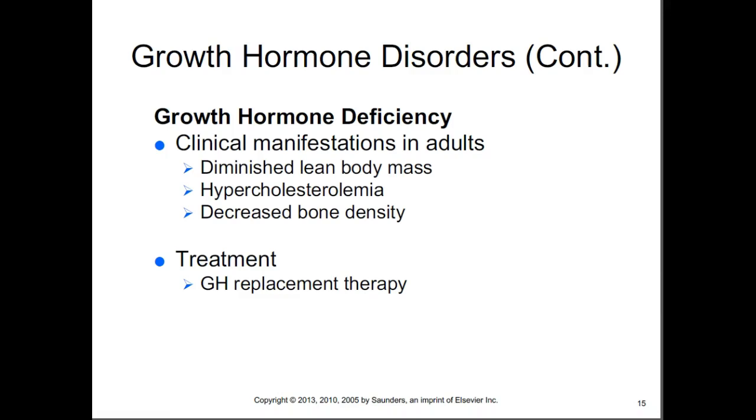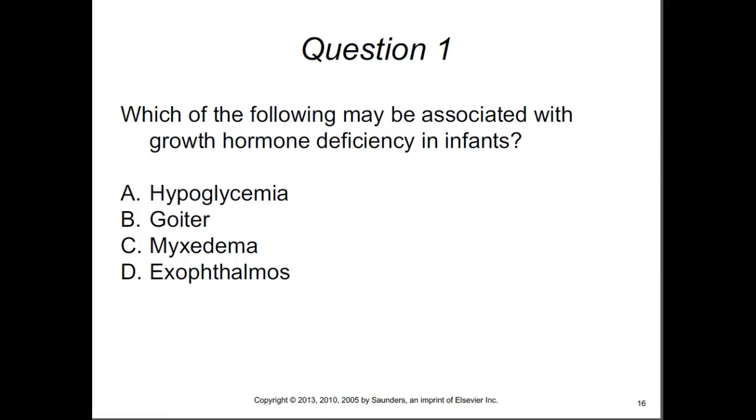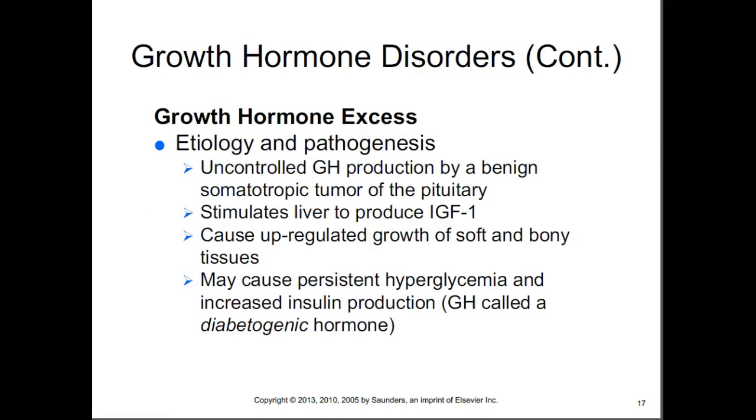All right, so clinical manifestations in adults, you might see diminished lean body mass, hypercholesterolemia, decreased bone density, and so they just give them growth hormone replacement therapy. Right, so which of the following may be associated with growth hormone deficiency in infants? Goiter, myxedema, exophthalmos, those all have to do with endocrine problems related to the thyroid, and so A, hypoglycemia is going to be your best answer.